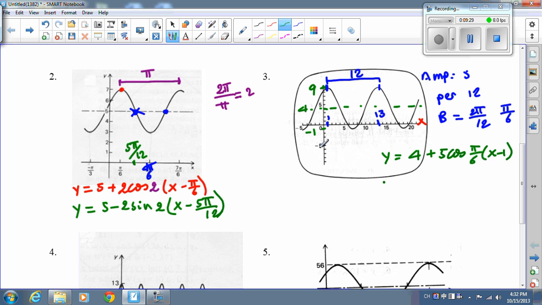And if you want sine, I can look here. It seems like this point here, I'll mark it in red, seems to be at negative 2. So I will have y is equal to 4. Because it's a sine going up, I'll put plus 5 sine. B remains the same, pi over 6. But inside the parentheses, I will have x plus 2. Because this one seems to shift, it was shifted 2 units to the left.